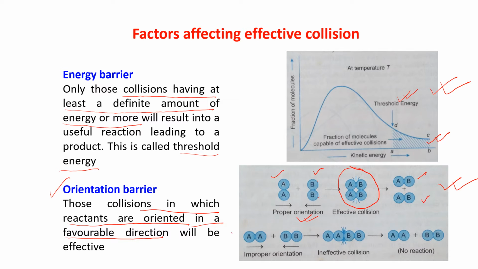Now come here, this is an improper orientation. AA on one side, like that horizontally, BB on another side. So this is difficult for them to collide with each other and form the product. So these are the inactive collisions and no reaction will take place. Am I clear?